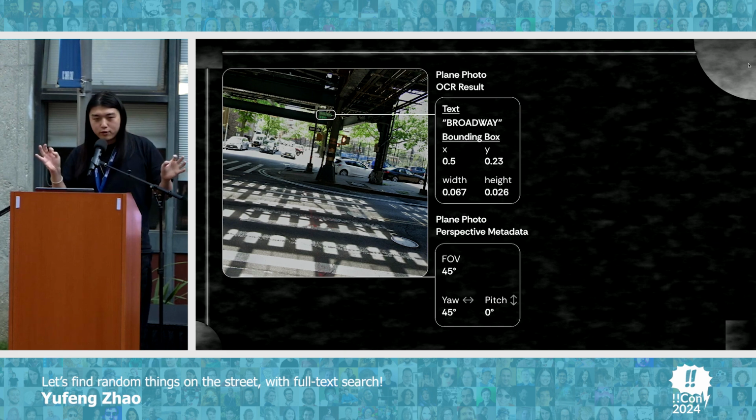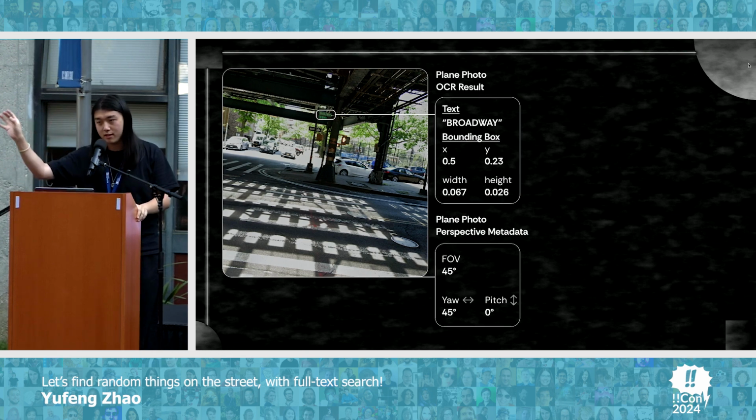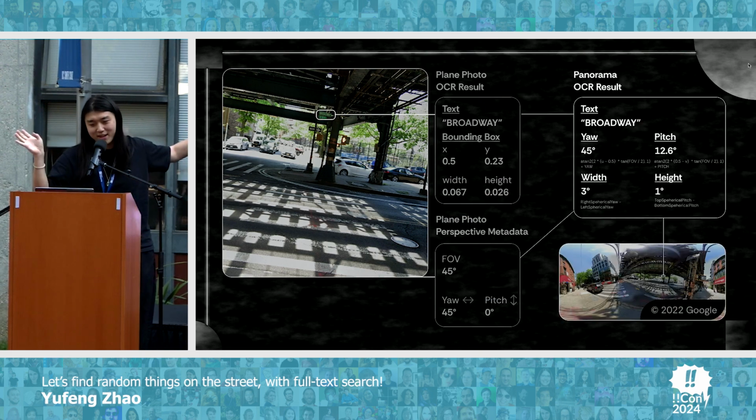And from the plain photo OCR result, the text Broadway and the bounding box in the plain image unit is XY with height, but it doesn't work if you want to pinpoint the text on a sphere. So with some trigonometry and camera math, you can figure out where the yaw, pitch, the width and height in degrees on the sphere the text bounding box is on.